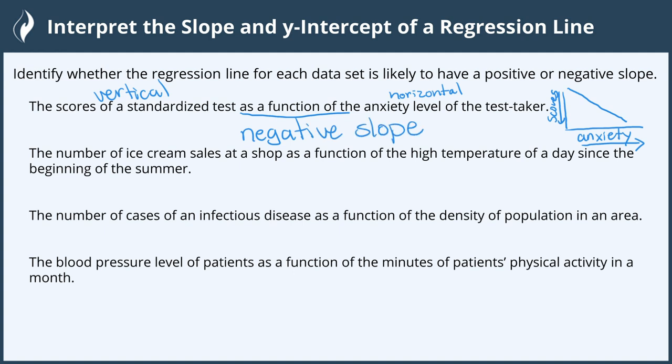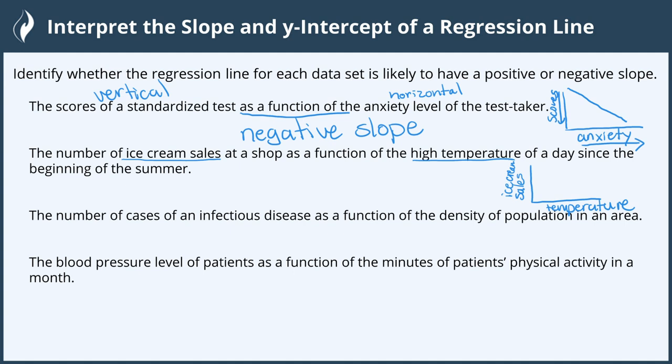The second one states the number of ice cream sales at a shop as a function of the high temperature of the day since the beginning of the summer. So again, let's label our vertical and horizontal axes. The second part is the high temperature of the day, so the horizontal is temperature. And the vertical is the first part, the ice cream sales, because the ice cream sales are as a function of the high temperature. So we're going to put sales here for the ice cream.